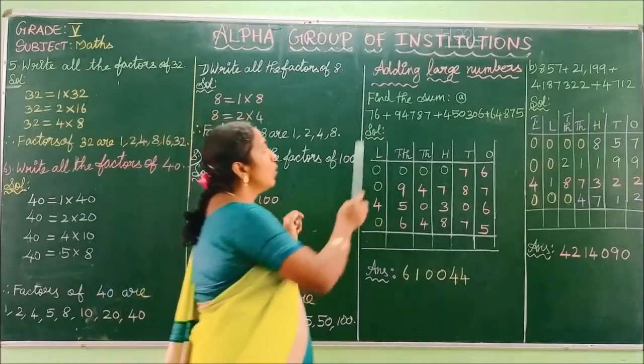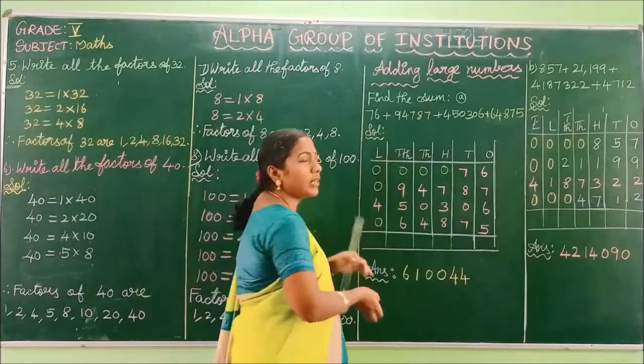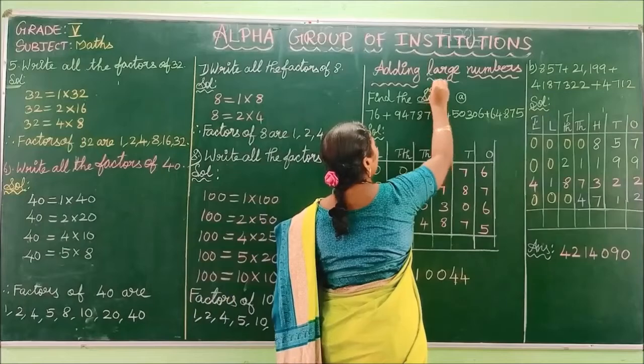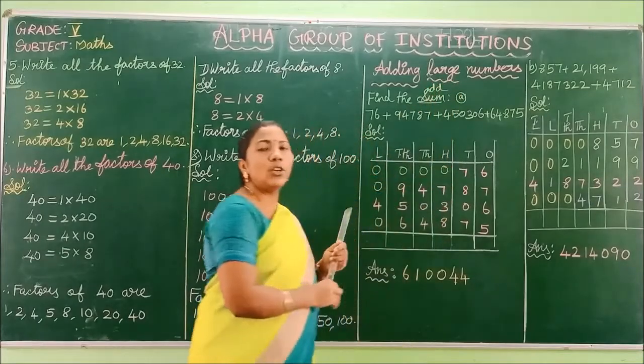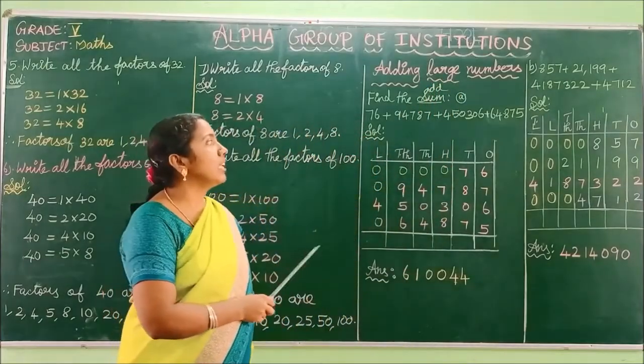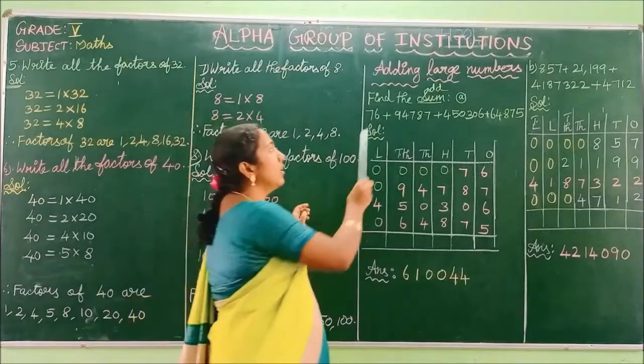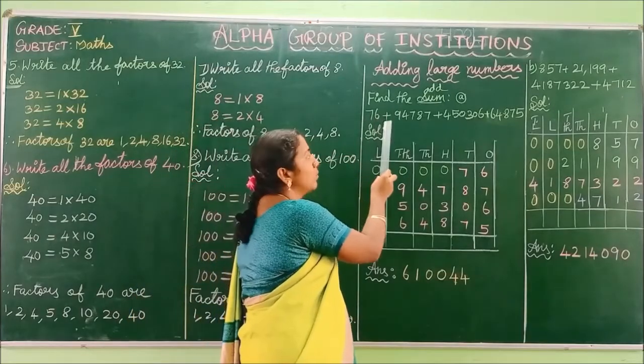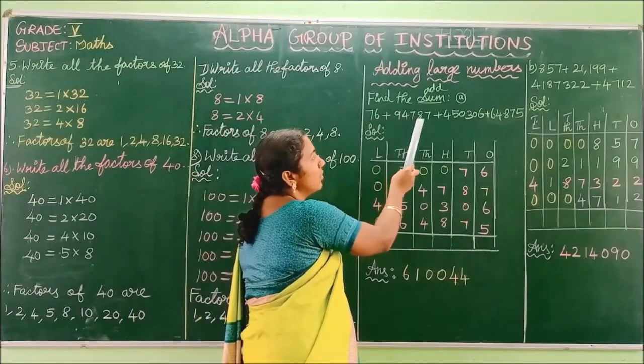See the first sum. Find the sum. Sum means you have to add. Do you understand, children? Sum means you have to add. You have to sum the given numbers. What are the given numbers? See here 7, 6, that is 76, plus. See here 9, 4, 7, 8, 7.